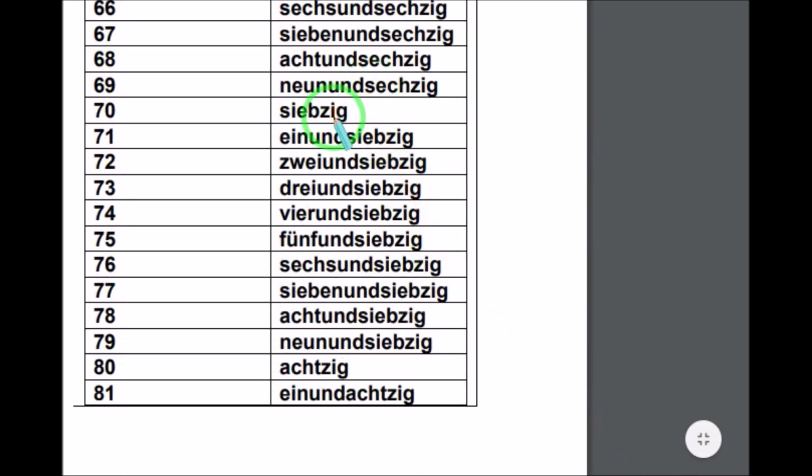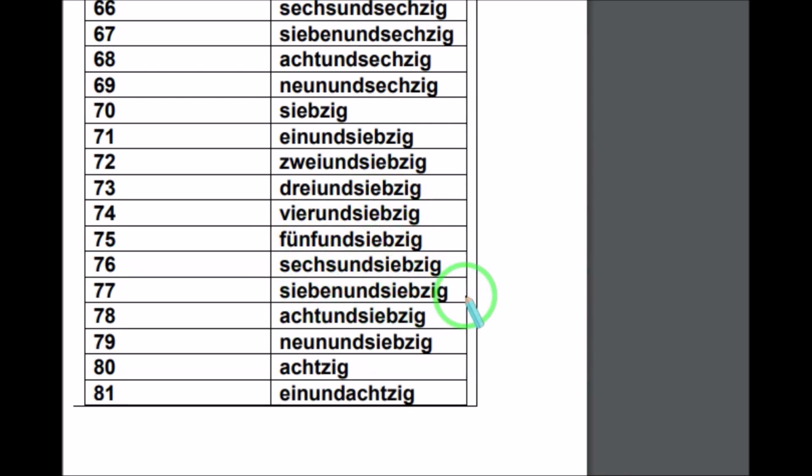And 70 is siebzig. Again that rule. So that's why N is eliminated, and the pronunciation becomes siebzig, and the spelling becomes S-I-E-B-Z-I-G. Again the learning pattern remains the same. For 71 you will first write ein, then add und, and then write siebzig, because this is the series of 70s. So ein und siebzig, zwei und siebzig, drei und siebzig, vier und siebzig, fünf und siebzig, sechs und siebzig, sieben und siebzig.